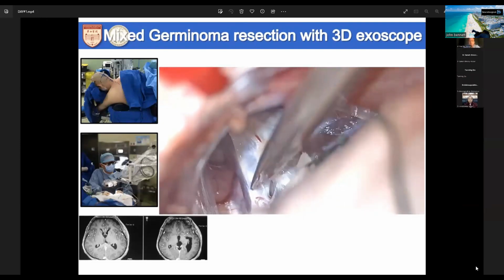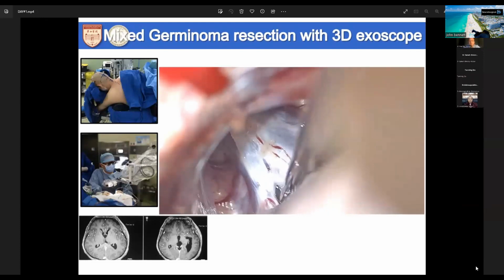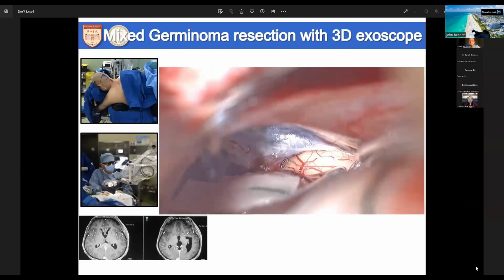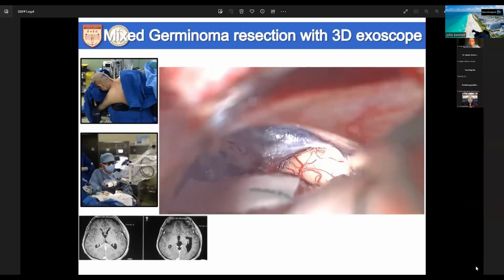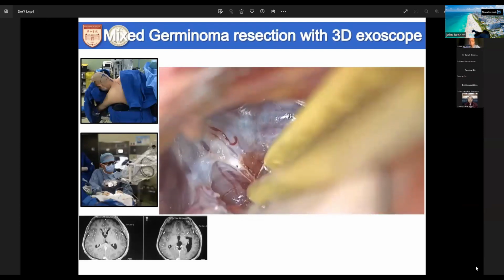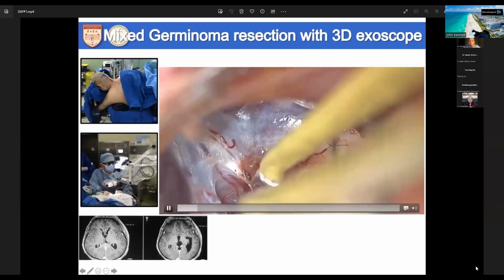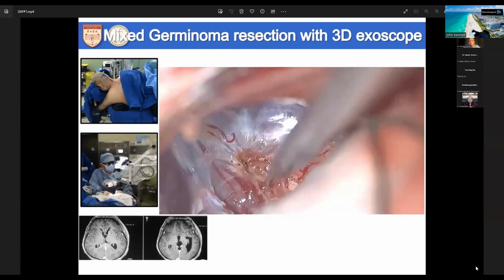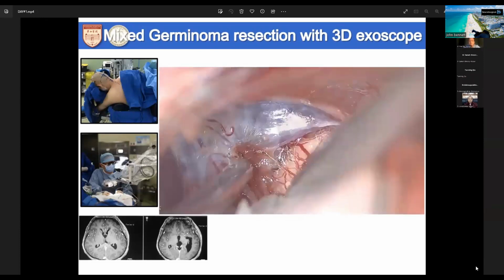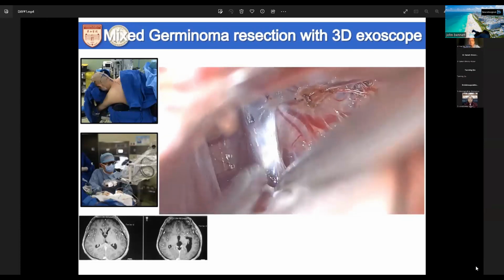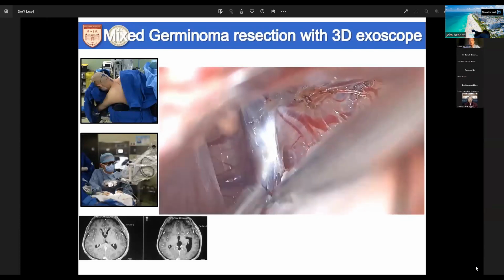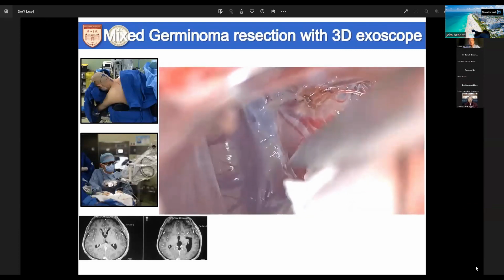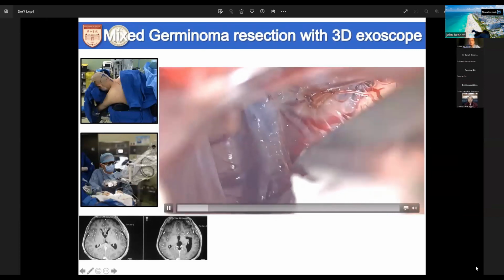We can open the natural corridor, the infratentorial supracerebellar corridor, without any retraction. After opening the arachnoid membrane, we can also enter the pineal region. Here, you can see the vein system. For this kind of surgery, it's very important to protect the veins. In the endoscopic paper, we discussed a lot about how to protect the vein system.